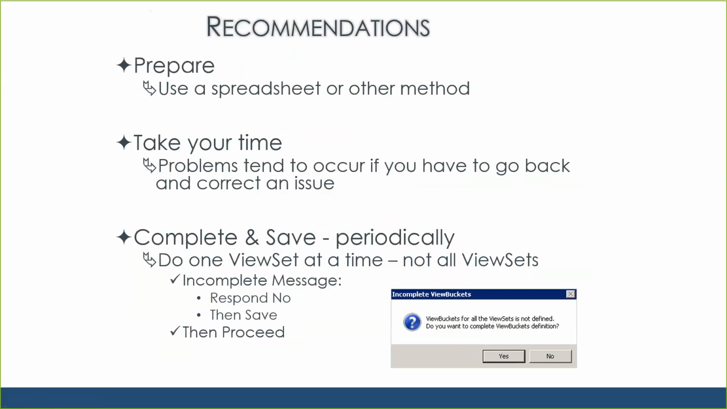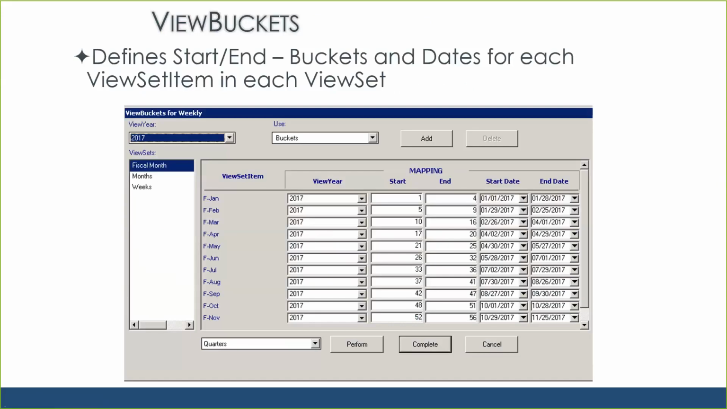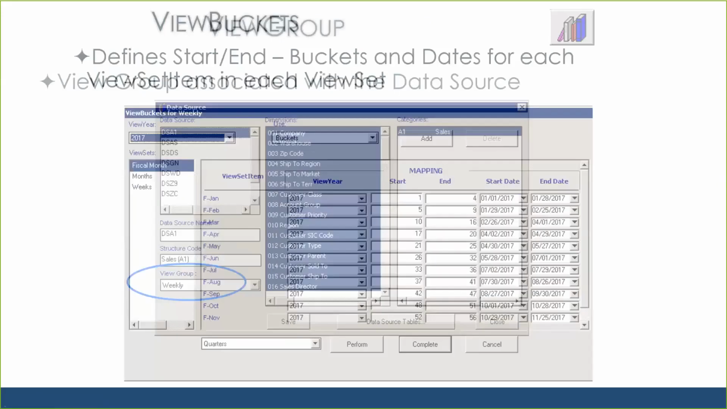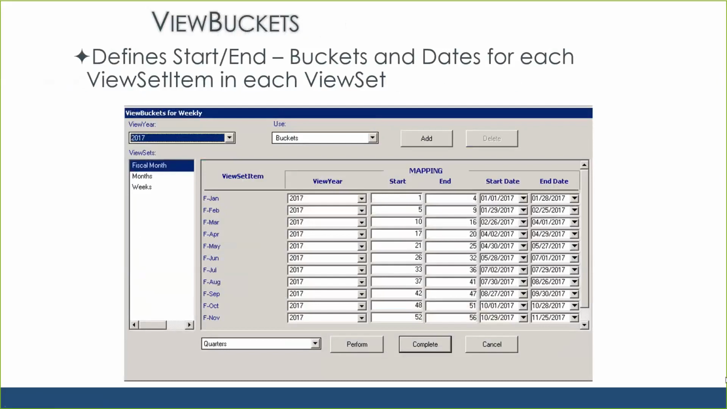and it'll take you back to the screen that comes up before this. I don't have an example of that. But go ahead and say, save that information, okay? And that'll save it. Then go ahead and go back into that particular view bucket and select the next view set. Go ahead and do that.